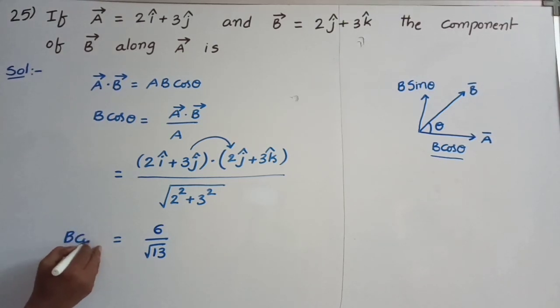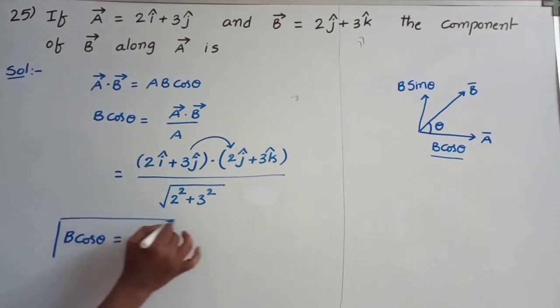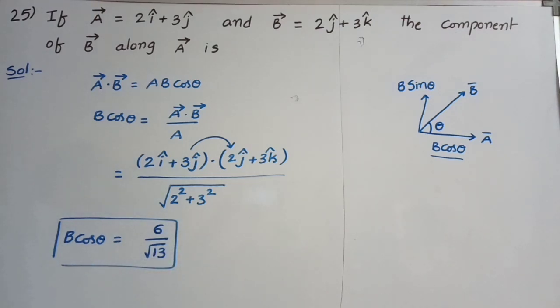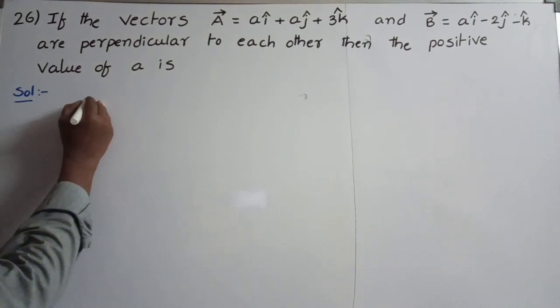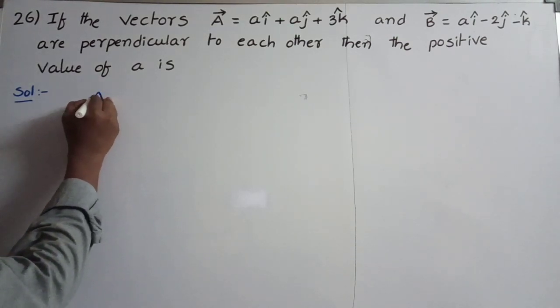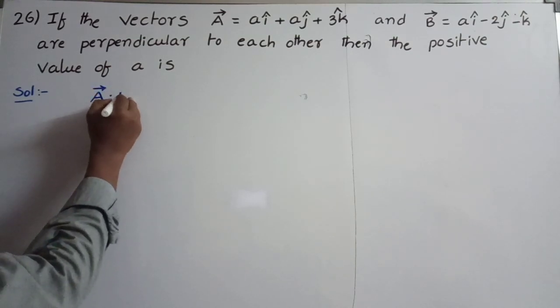So the component of b bar along a bar direction, b cos theta, is equal to 6 by root 13. Problem number 26. If the vectors a bar is equal to a i cap plus a j cap plus 3 k cap and b bar is equal to a i cap minus 2 j cap minus k cap are perpendicular to each other, then the value of a is. We know if two vectors are perpendicular, then their dot product is equal to 0. So here a bar and b bar are perpendicular, that's why their dot product is equal to 0.